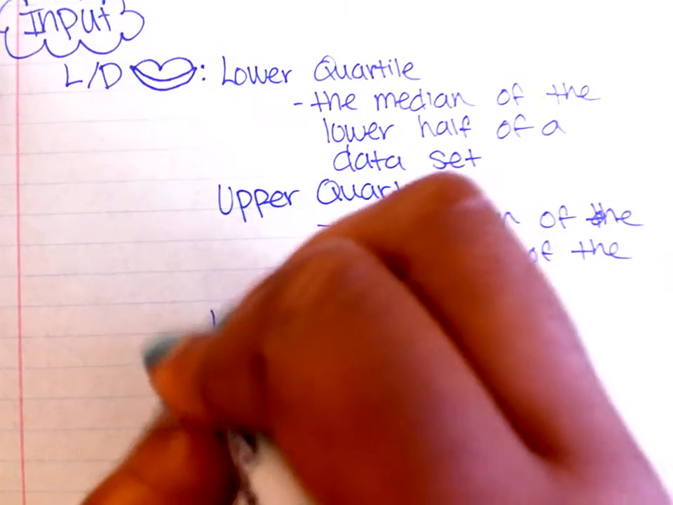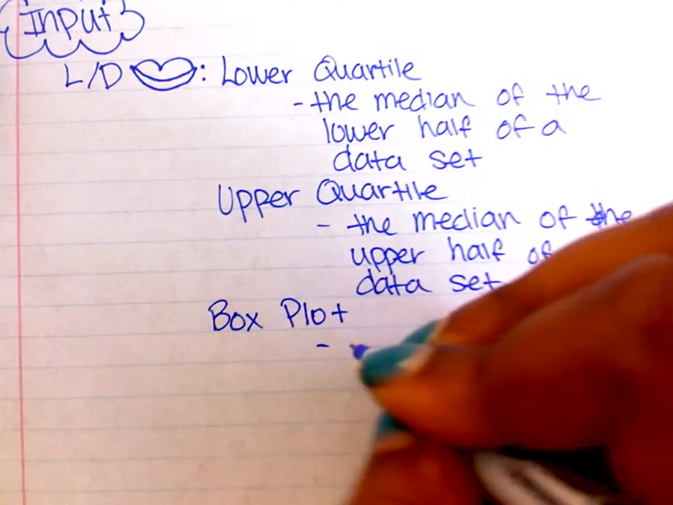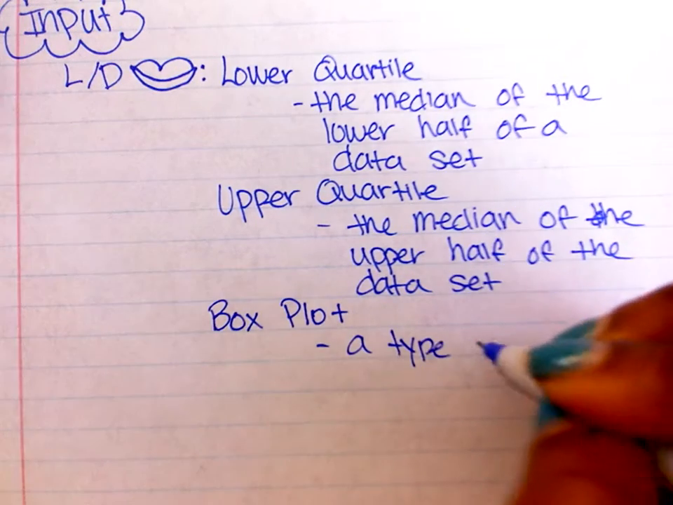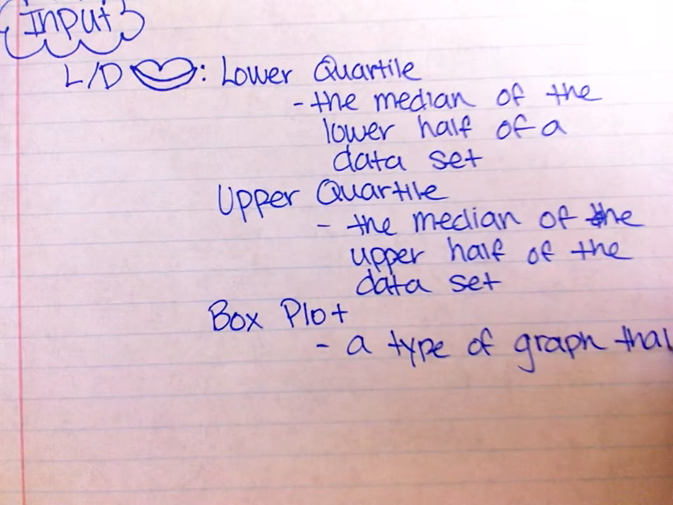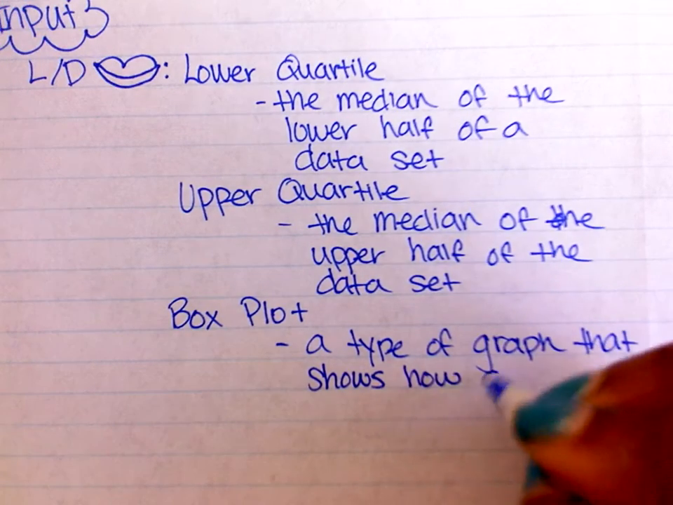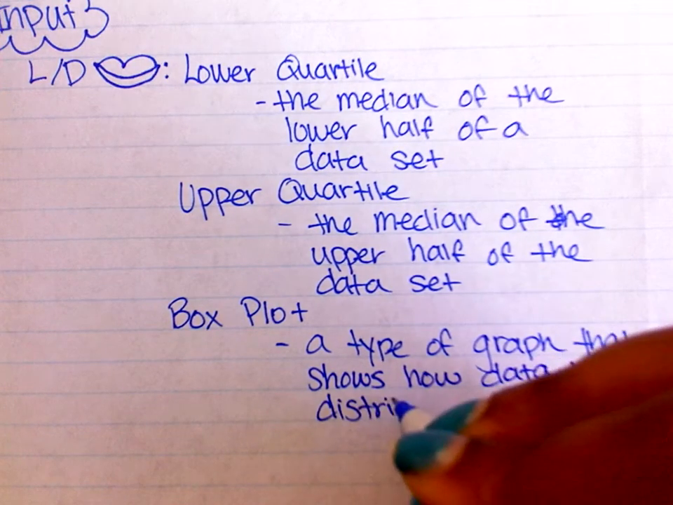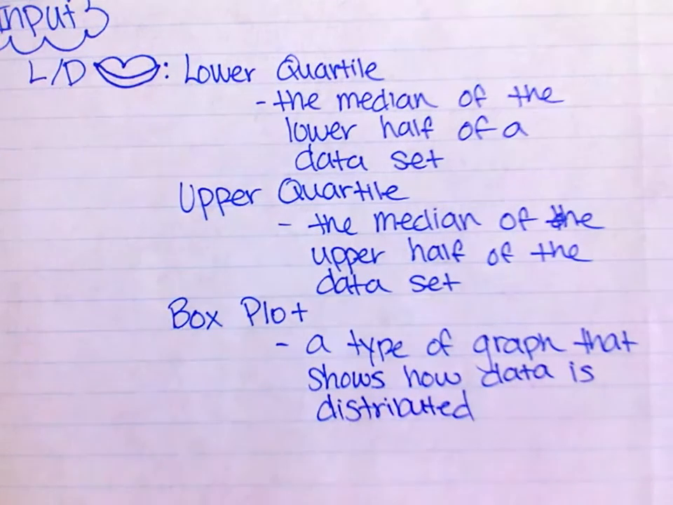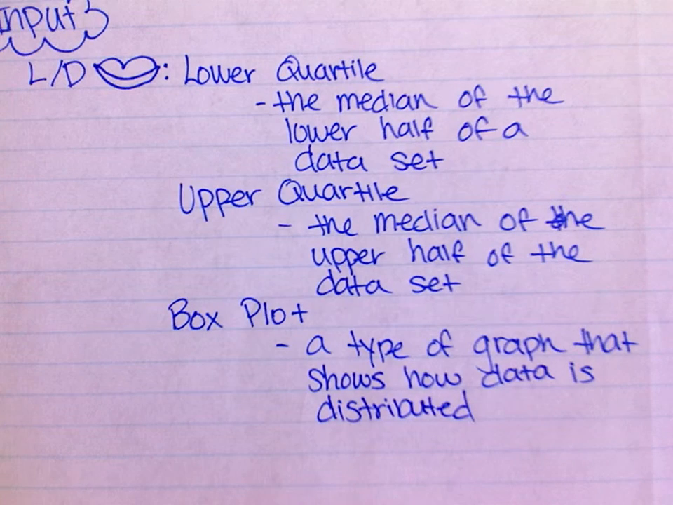And then box plot. The definition of a box plot is a type of graph that shows how data is distributed. Basically another graph like the other two we did the other day. So let me draw one for you.